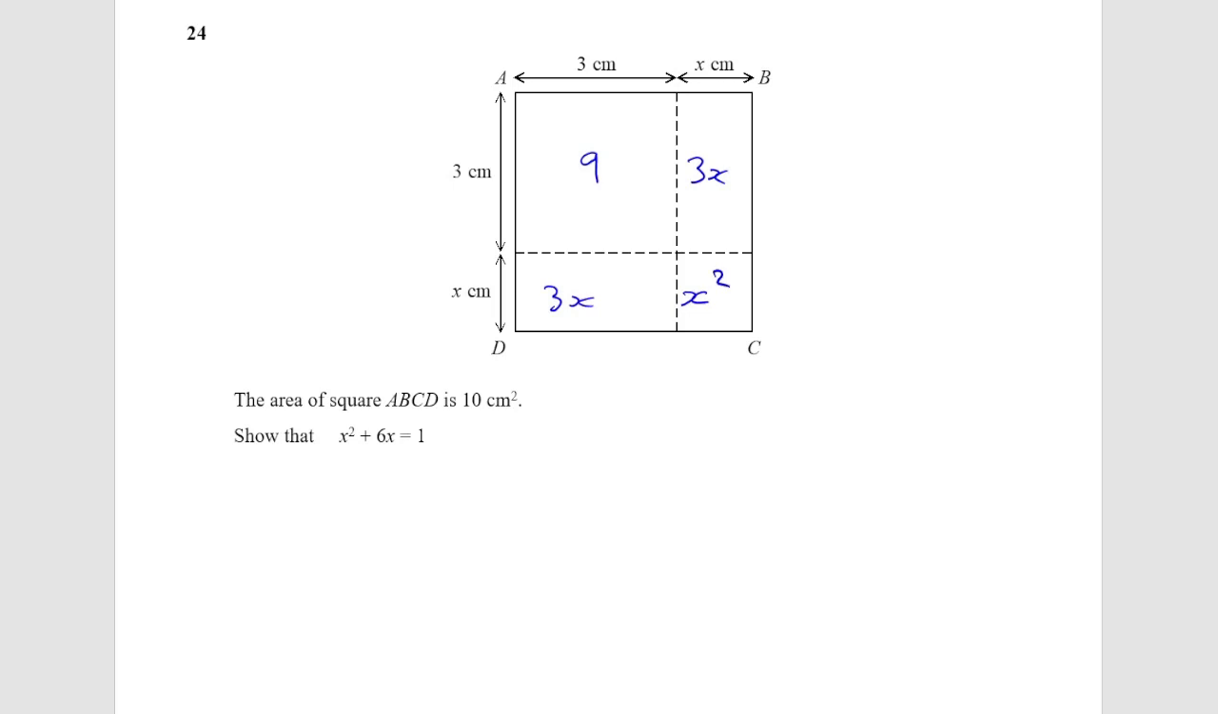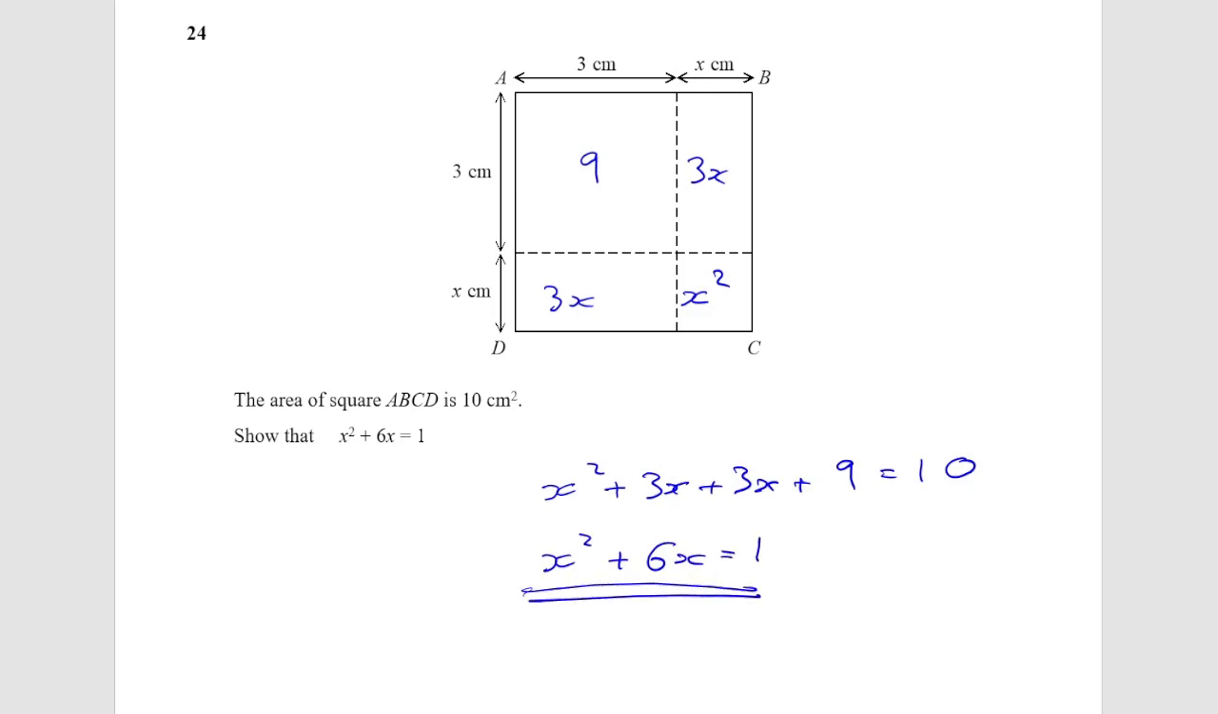So the area of that shape, I'm going to add these 4 bits together, so that will be x squared plus 3x plus 3x plus 9, and that's going to be equal to the area, which is 10. So I'm going to rearrange that then, x squared plus 6x, and then take the 1 over to the other side, is going to be equal to 1. And that's what we were asked to show.